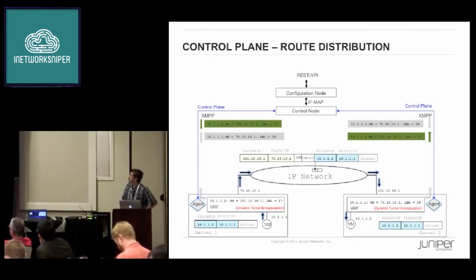So if VM1 wants to send a packet to VM2, the packet would then be encapsulated using a GRE header and MPLS header and the outer headers, which contains the source and destination of the servers themselves.